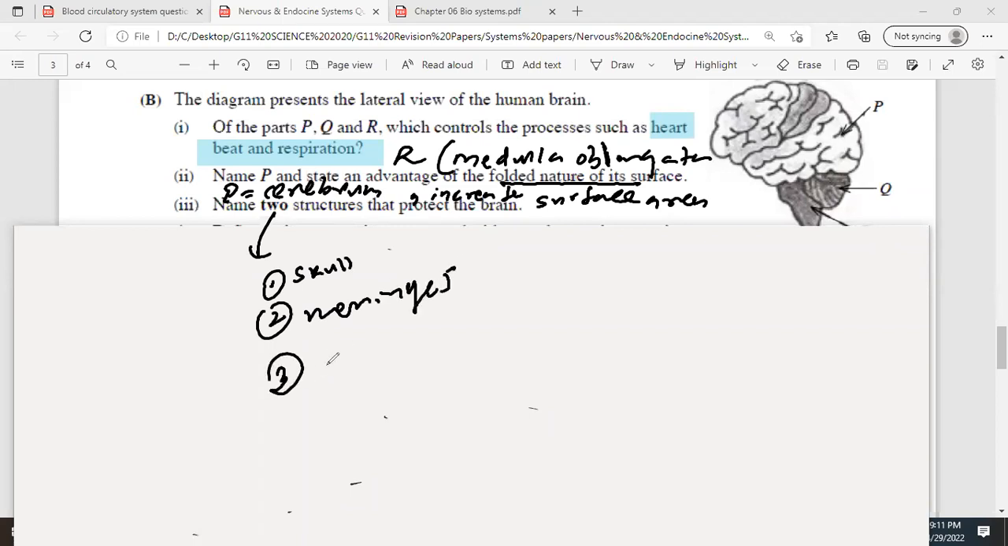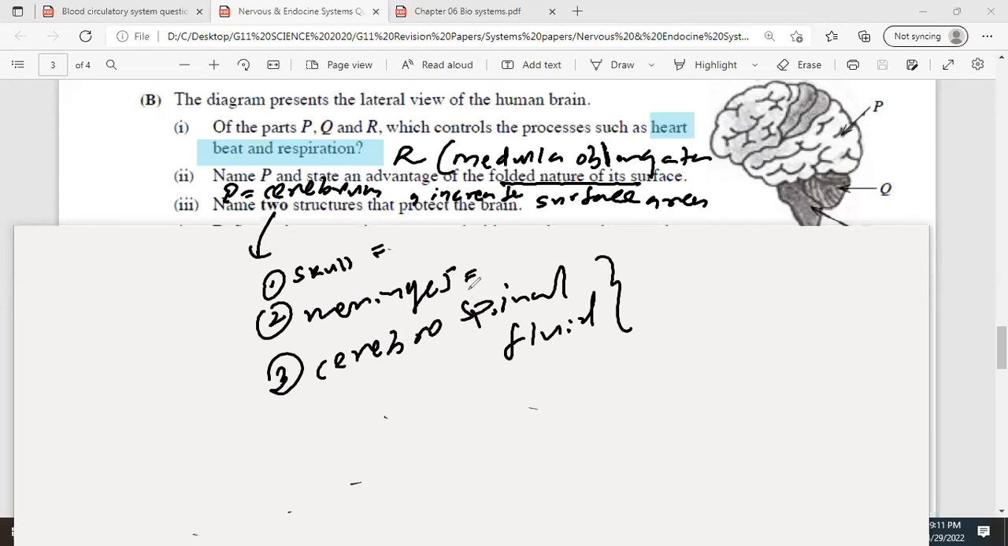The third one will be cerebrospinal fluid. Actually, cerebrospinal fluid is the most important one here. Others can easily get it. The skull, meninges, and between the meninges there's a liquid medium. That is what we call cerebrospinal fluid.